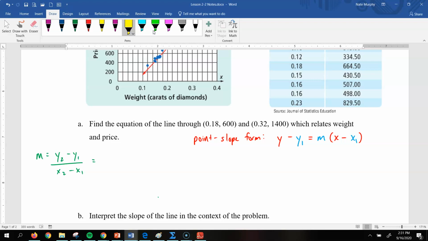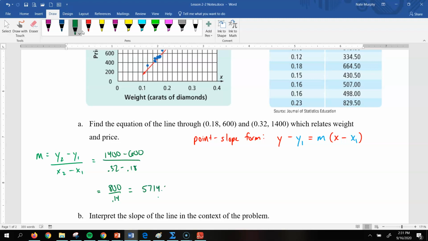Again, we want to put this in point-slope form, but they don't tell me the slope between those 2 points. So we need to figure out what that slope would be first. Using that slope formula, we would take the 1400 minus the 600 and divide that by the x2 minus x1. So 0.32 minus 0.18. Now when you do that, you're going to get 800 divided by 0.14. But we can do that in our calculator, and we're going to get 5,714.